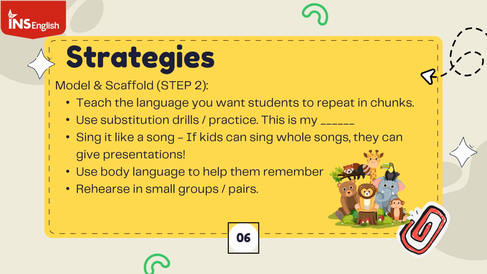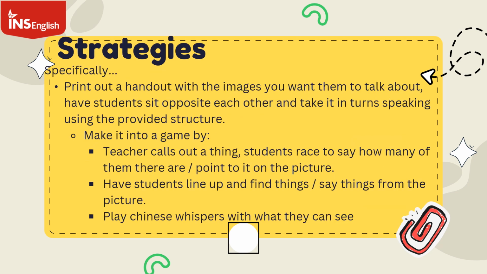And obviously we can rehearse in small groups and pairs. The more small group and pair work we have in kindergarten, the more practice they're going to have and the easier they're going to remember. Specifically, you can print out handouts with the images you want them to talk about, and they can sit opposite each other, take turns in speaking, and use the handouts to provide structure.